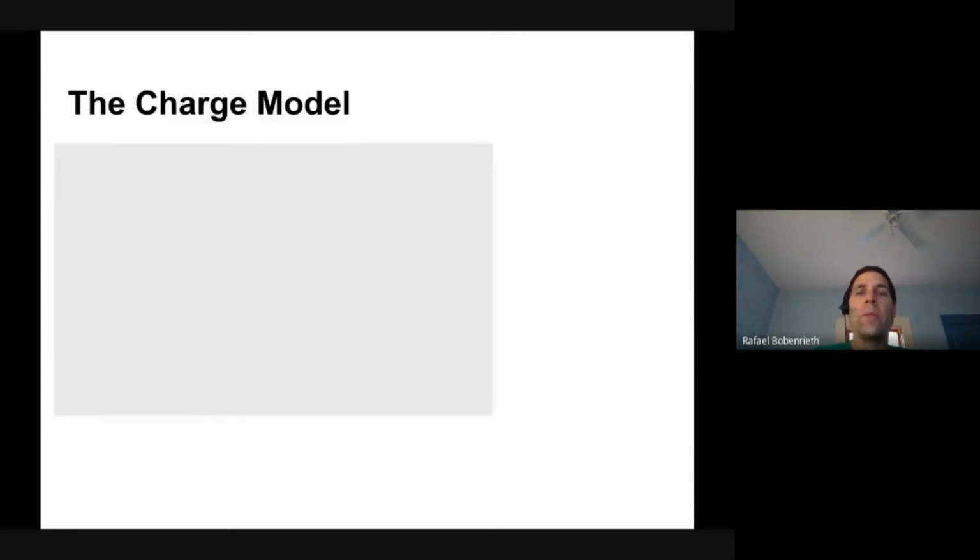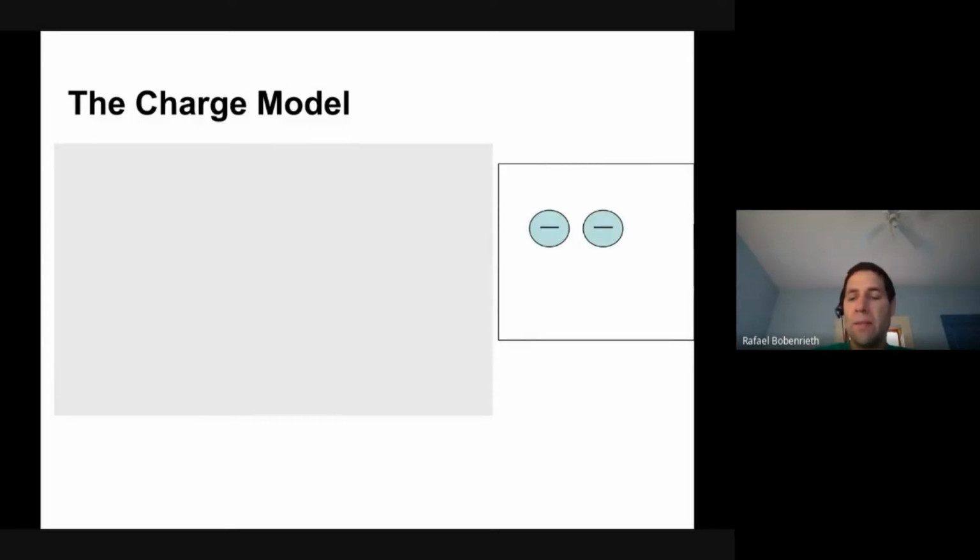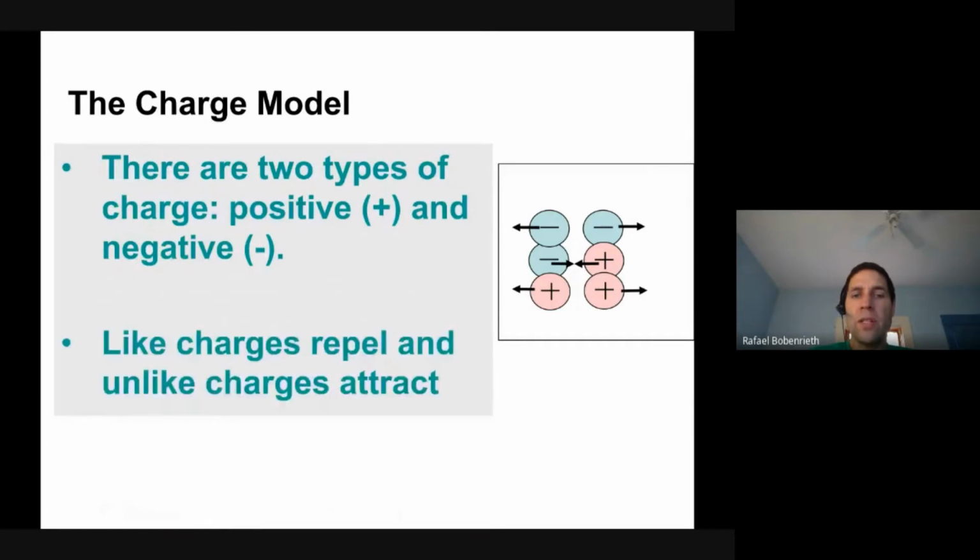And this is really important because this brings us to something called the charge model. This is one of those fundamental ideas in physics, really important. And it basically says this, and it's kind of a summary of the last 2 slides: 2 types of charges exist, positive and negative. Like charges repel, and unlike charges attract.